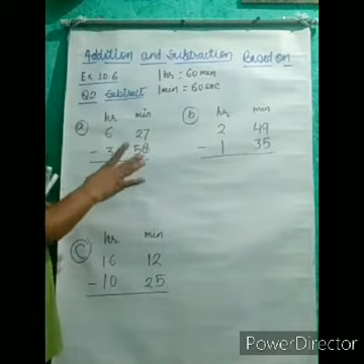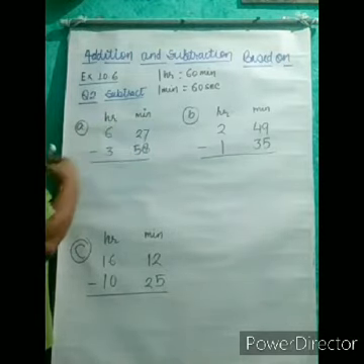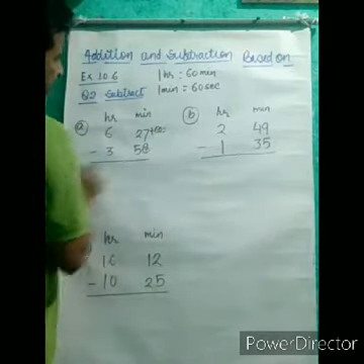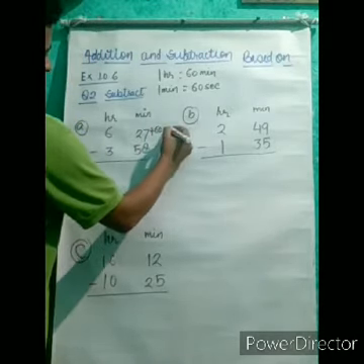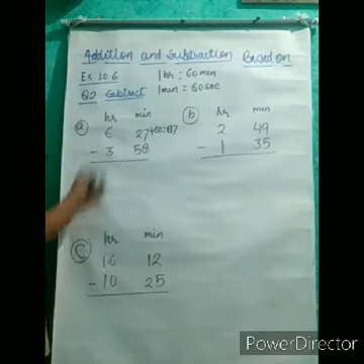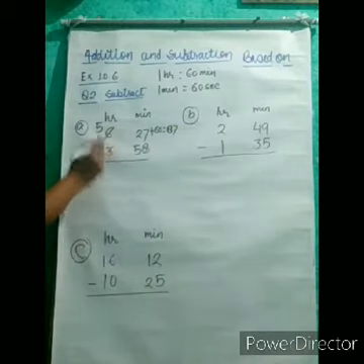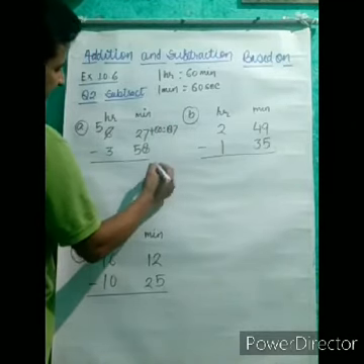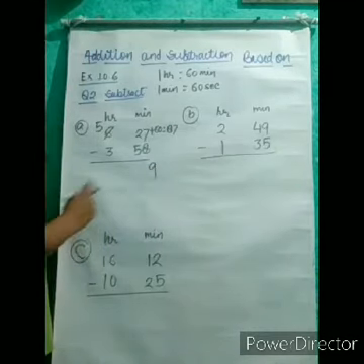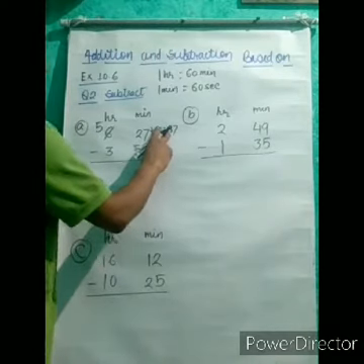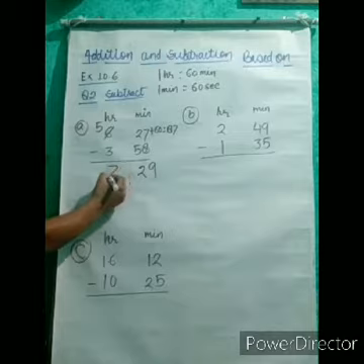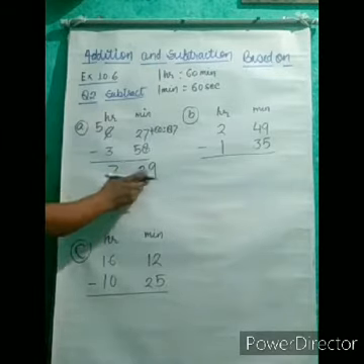We are taking 1 hour borrow to minutes, which means we are taking 60 minutes. So we can add 60 minutes here, and it becomes 87, and here 5 is left. From 87 you can subtract 58: 17 minus 8 is 9, here 7 minus 5 is 2, and here 2 is left. So 2 hours and 29 minutes.